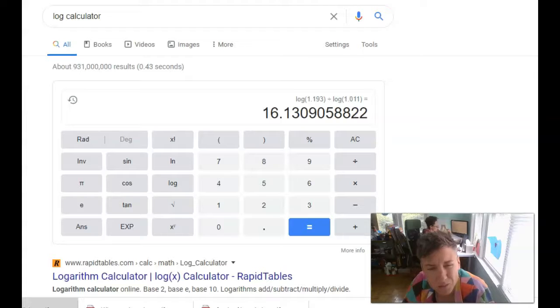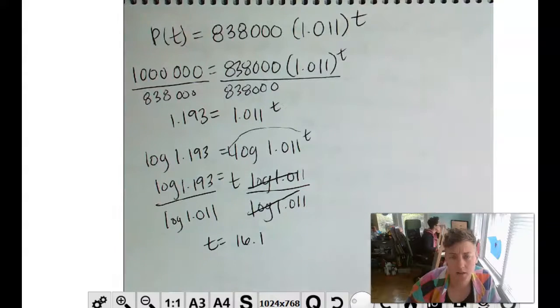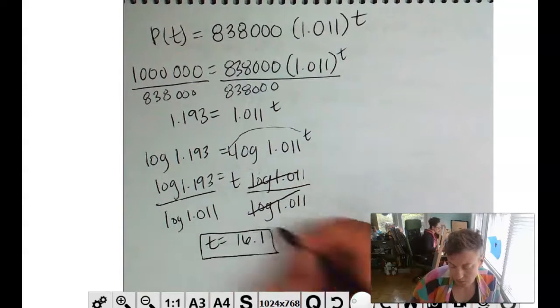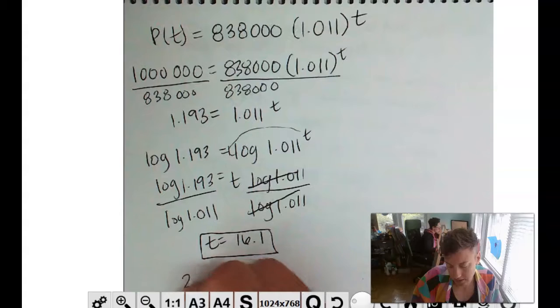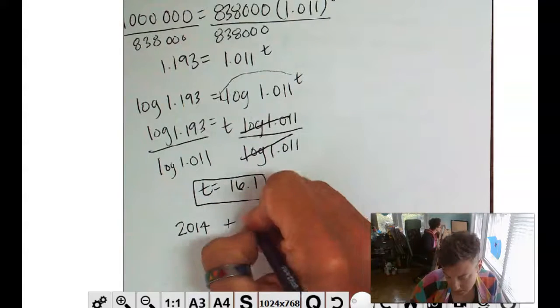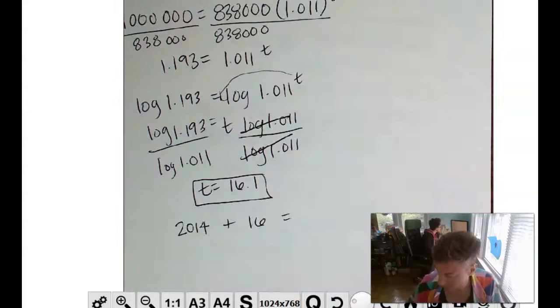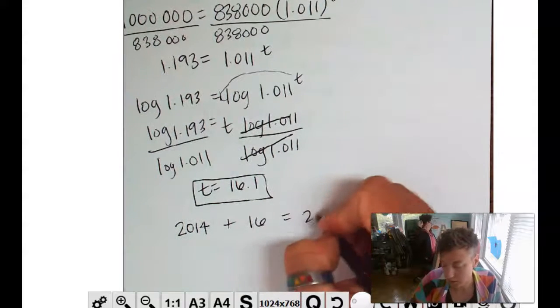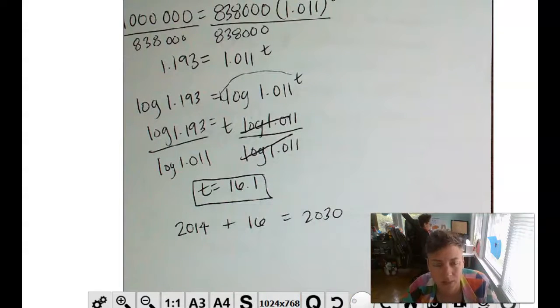What were we solving for? The time it took for Indianapolis's population to be 1 million. We got t equals 16.1. We started counting in 2014, so plus 16 years. Is that 2030? In the year 2030, we should have 1 million people in Indianapolis.